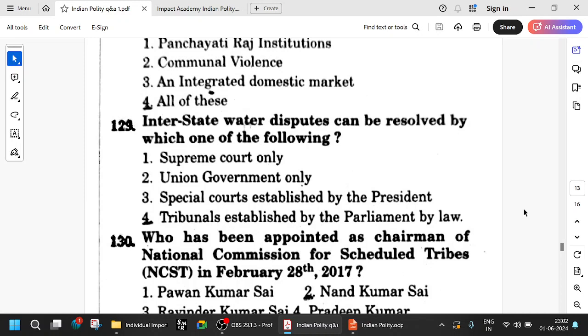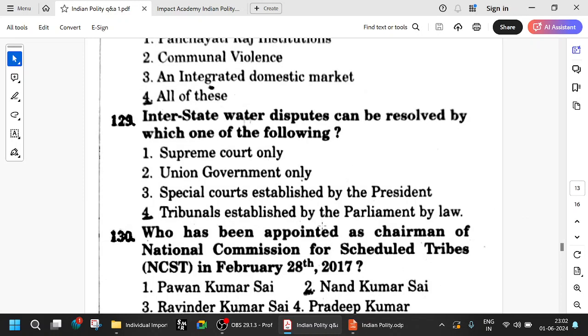Interstate water disputes can be resolved by which one of the following? Tribunals established by the parliament by law. For interstate water disputes, you don't go to the Supreme Court or anything. There are tribunals, water dispute tribunals, Krishna Godavari, water management tribunal, all these things. So based on those tribunal efforts.